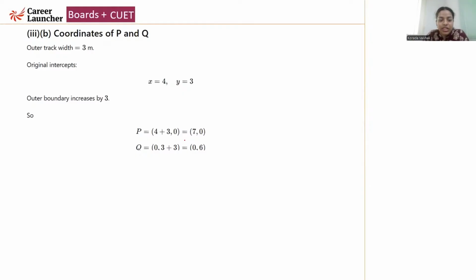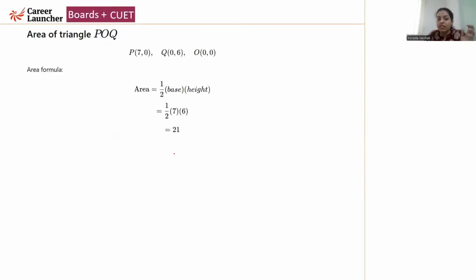Now for the B part, the coordinates are what? इसमें जब हमने A और B की वैल्यू निकाली थी, x is going to be 4, y is going to be 3. So इसमें हमने P and Q की वैल्यू निकाल दी है यहाँ पे, क्योंकि जो आउटर बाउंड्री है वो इंक्रीज हो रहा है 3 से. So simply adding P and Q with respect to x and y coordinate, you will get the value of P and Q, and eventually PQO जो ट्रायंगल बन रहा है उसका आप एरिया निकाल सकते हो. Half of base into height, so it should be coming out to be 21. So this completes the question.